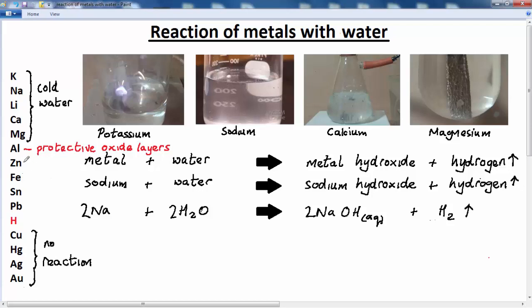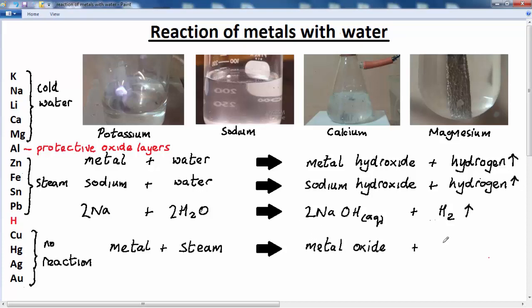Now after that we've got zinc, iron, tin and lead. Well, these will not react with cold water, but they will react with steam. In fact, magnesium really needs to react with steam in order to get a reaction going. Okay, so when these metals react with steam, then we get, this time, not the metal hydroxide, but the metal oxide plus hydrogen. So let's just take, for example, the reaction of zinc with steam.